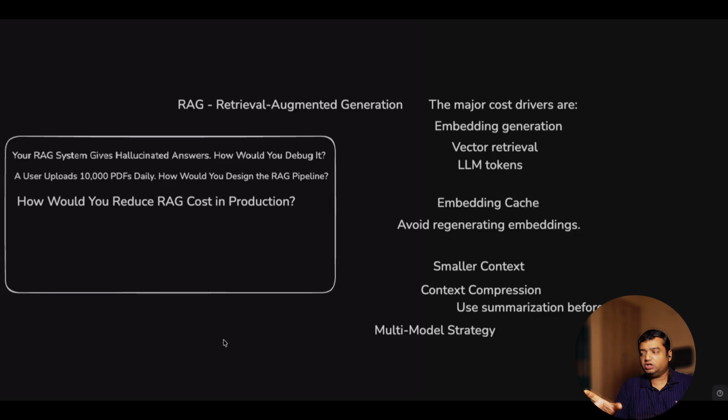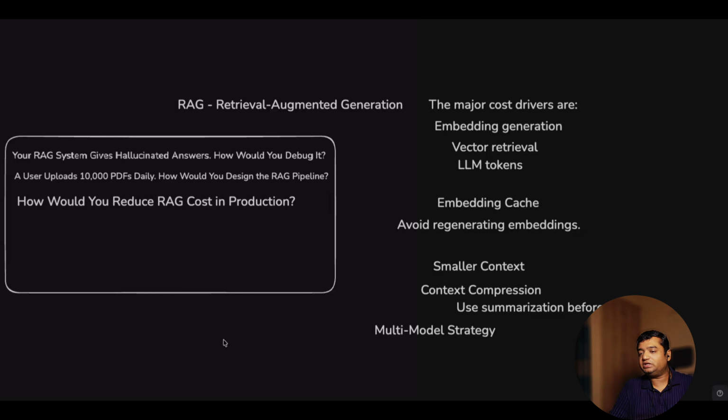You can have smaller context for the chunks. You can compress the context by using summarization before the LLM. Before moving into the LLM, don't give the full output of the vector database to the LLM, because that will be a bigger context, and that will increase your LLM token usage. Instead, do the summarization and then give that output to the LLM.